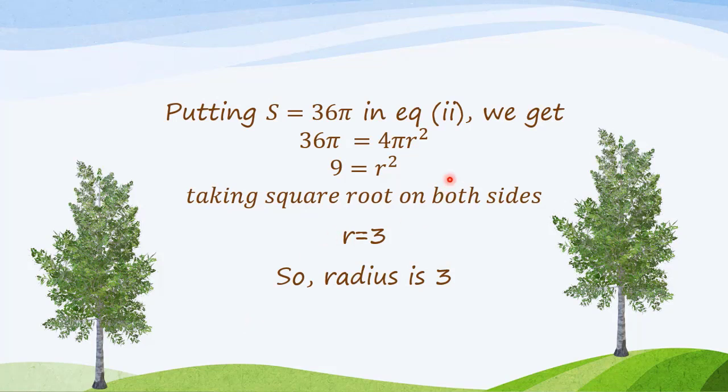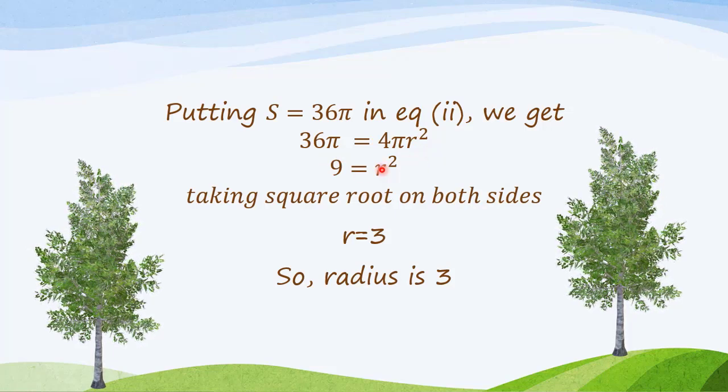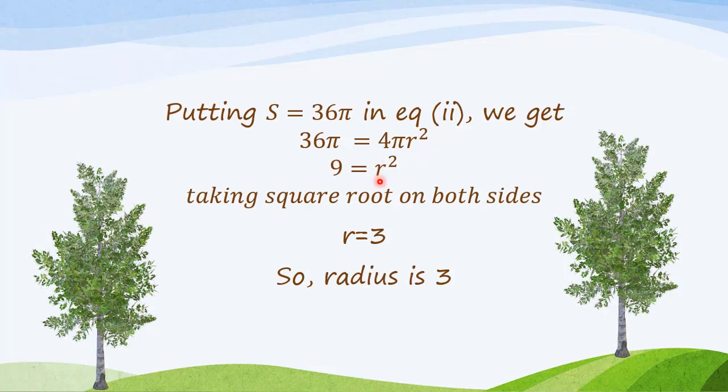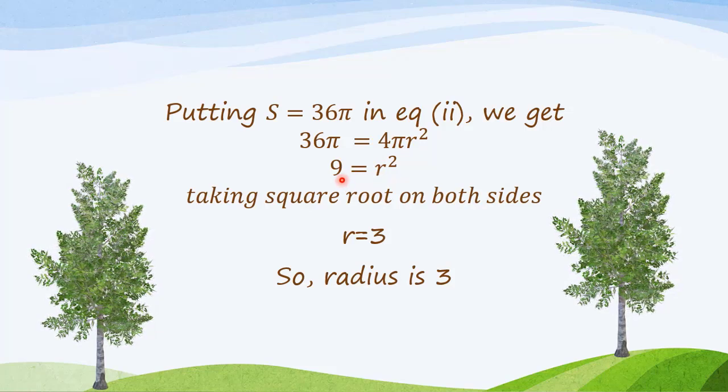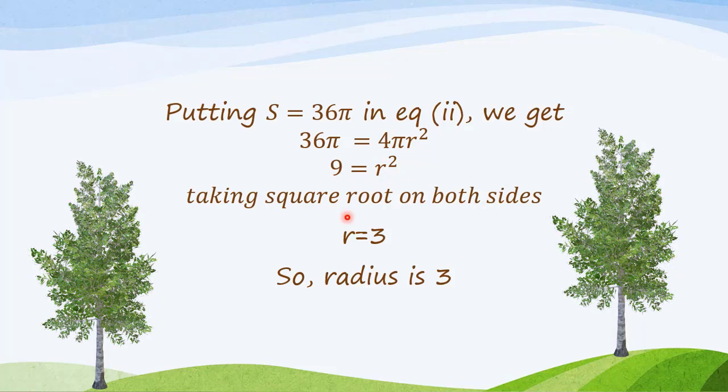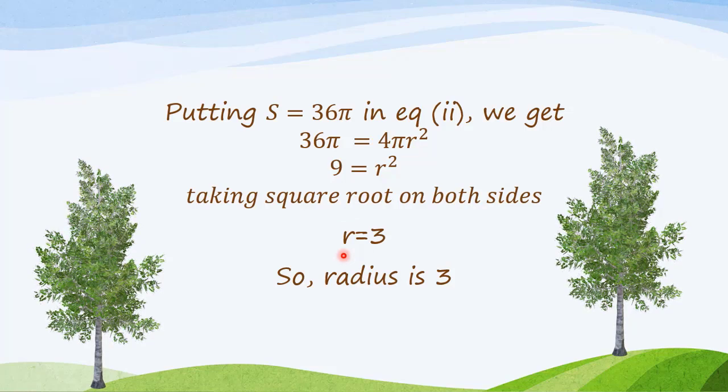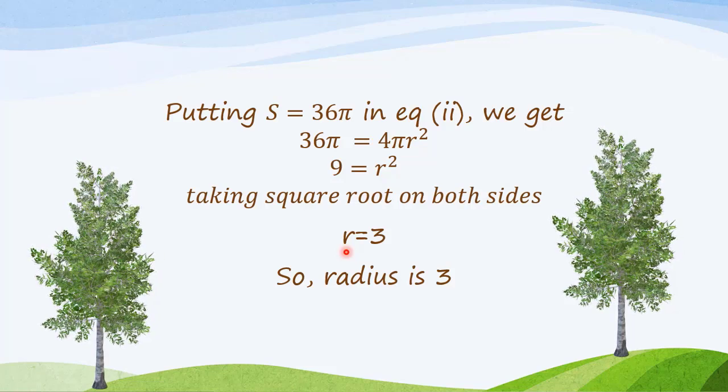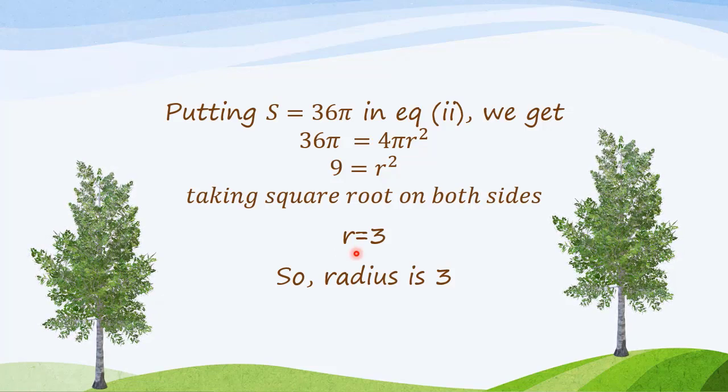So putting this value in equation 2, we get 36 pi is equal to 4 pi r square. Solving it for the value of r square, we get r square is equal to 9. Taking square root on both sides, we get r is equal to 3. We are ignoring the negative value of r because we know that a radius is a distance and distance has only magnitude without any direction. So the radius is 3.